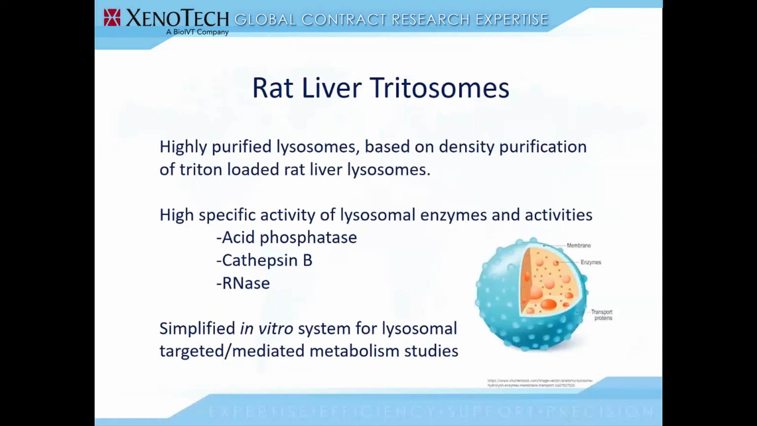Rat liver tritosomes are modified lysosomes that have been loaded in vivo with triton. This modifies the lysosome's density, making them much easier and more efficient to purify through sucrose. Tritosomes have high specific activities for lysosomal specific catabolic enzymes.